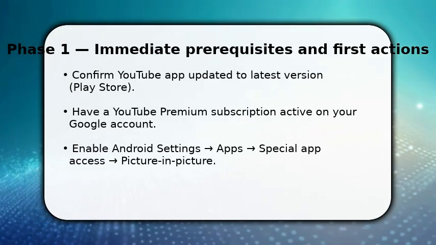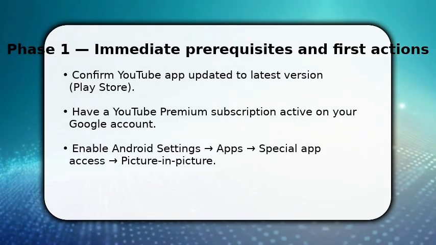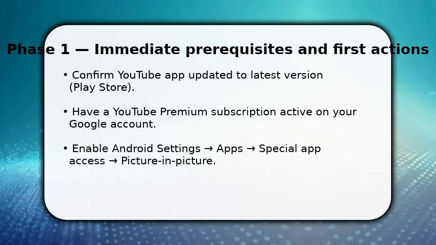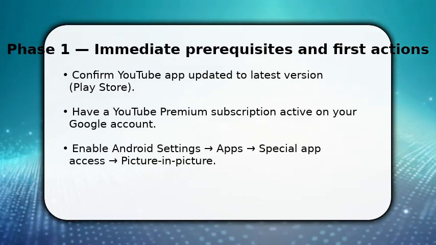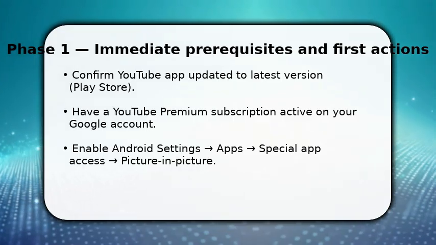Now open YouTube and play any video. Do not use split screen yet. This step flips the capability on at the system level. Without it, PiP won't launch, so make sure the toggle is on before moving forward.